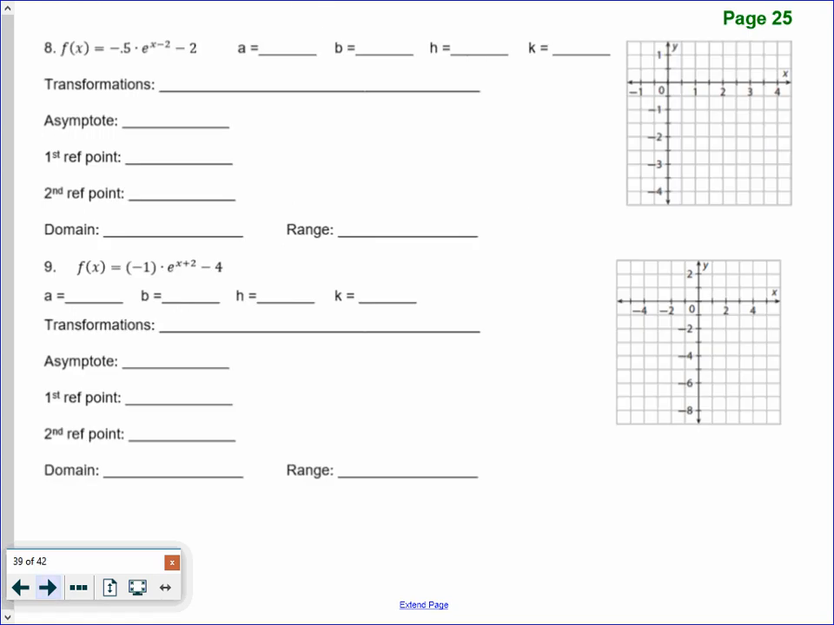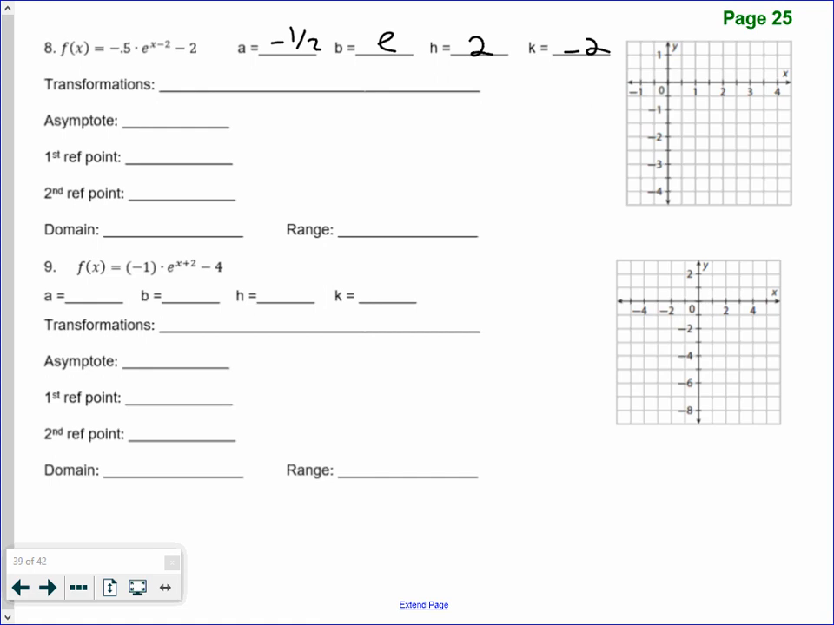And here we have number 8. We'll go with that one. So here, our A value is negative 1/2 or negative 0.5, whatever you want to say. Our B is just E. Our H is 2, and our K is negative 2.